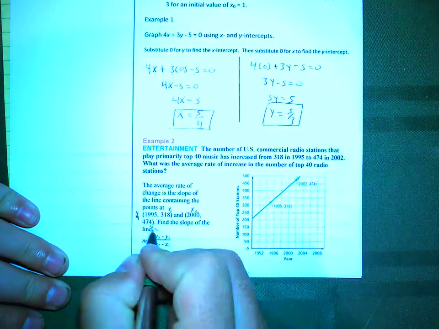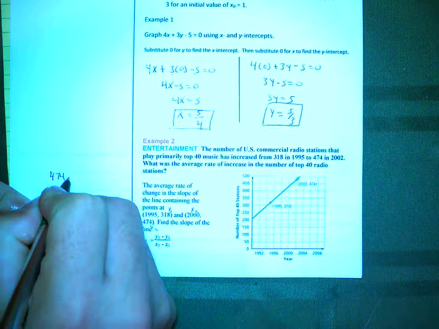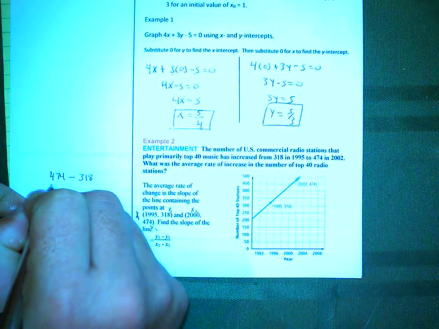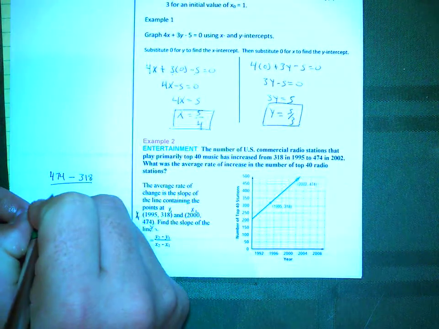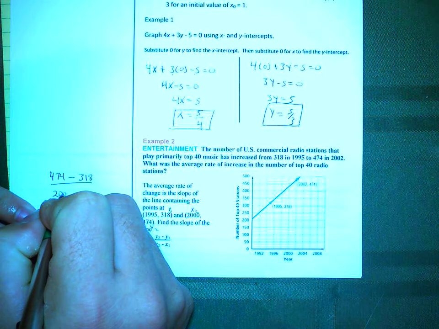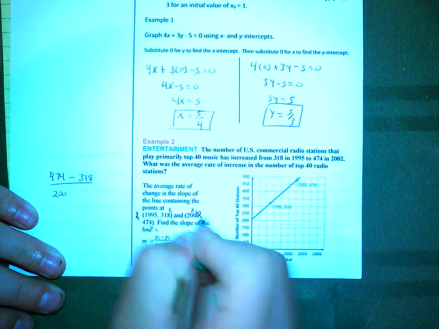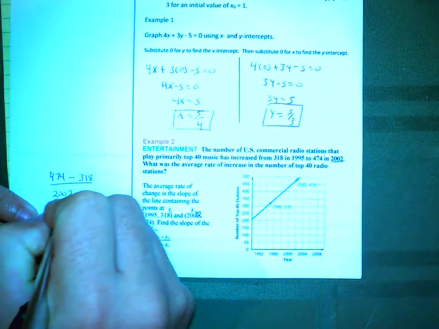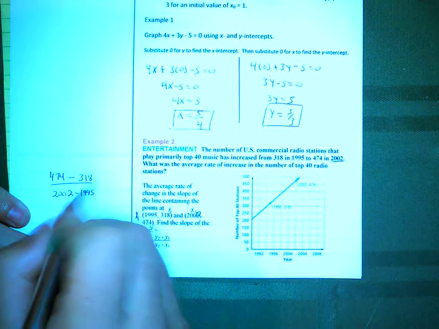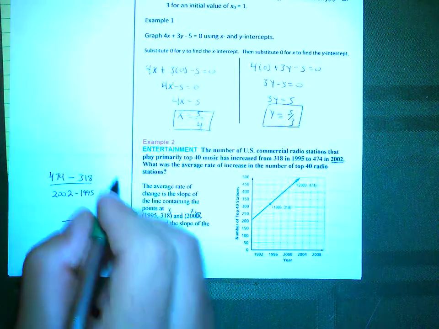Alright, so we set this up. I'm going to set it up over here. y2 is 474 minus y1, which is 318, over, what is that, 2000, and I must have mistyped right here because that should be 2002 to match here. So 2002 minus 1995. Alright, bottom's pretty easy. We're going to wind up with 7. Top, 474 minus 318. Let's bring it over here and actually work it out.